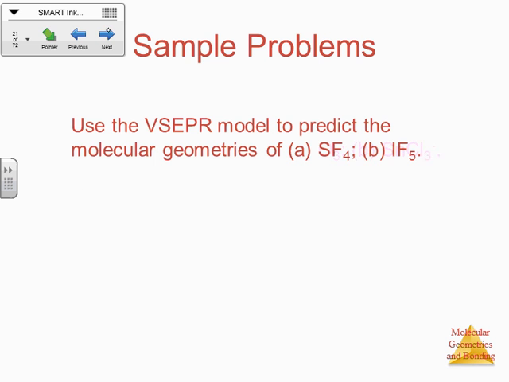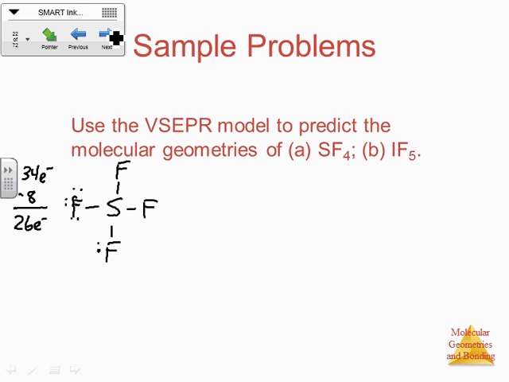Hopefully this is all coming back to you guys as we go through this. Okay, so SF4 and IF5, we're still just predicting geometries here. So we've got F, F, F, F. On this one we've got a total of 28 plus the 6, so 34 total valence electrons here. We just used up 8 of them, so that's going to leave us with 26.